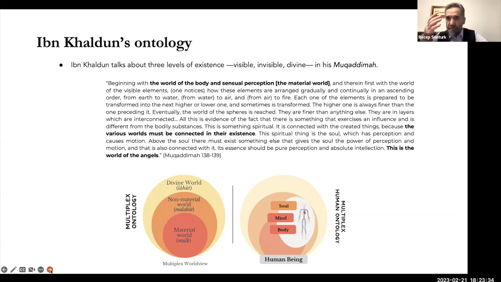At the macro level, he accepts there is the material world, the non-material world, and the divine world. Yani mulk, melekut, lahut. So this is something commonly accepted by all Muslims. And at the micro level, at the individual human level, he accepts that there is body and there is mind and there is soul. So human ontology is also multiplex, similar to the cosmology, the ontology of the universe.